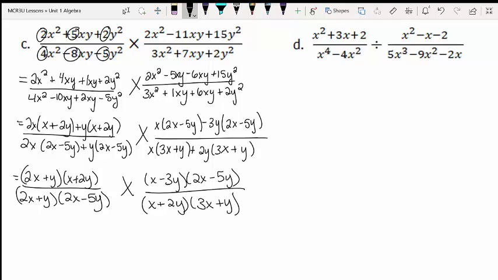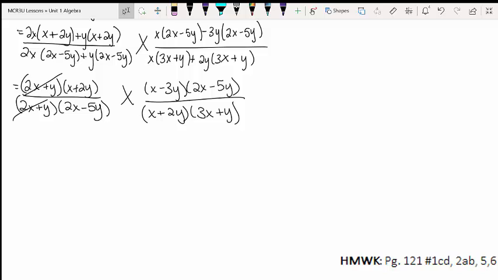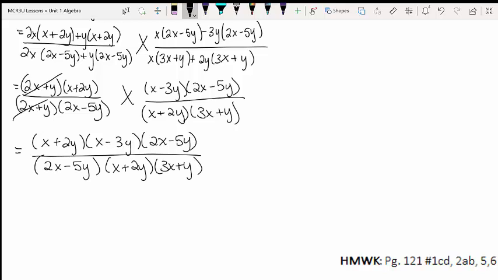Okay, let's cancel out anything that we can. So we can cancel out our 2x plus y. Now let's go ahead and write these all together, because this numerator times this numerator is just this. Okay, we can see if there's anything else that we can cancel out now, right? So we have a 2x minus 5y on both our numerator and our denominator, and we have an x plus 2y. So we can cancel out those guys as well. So our simplified version is just x minus 3y over 3x plus y.